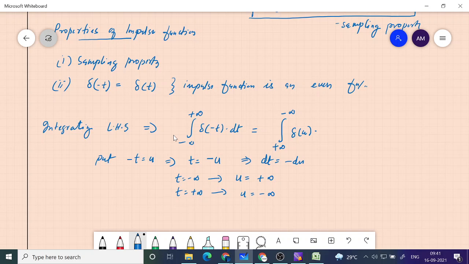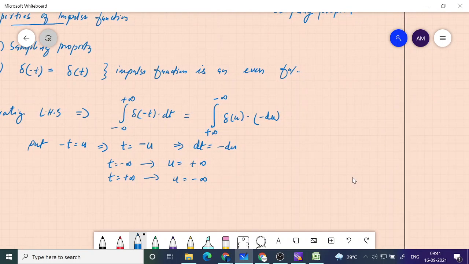And then dt is what? dt is minus du. Okay, so that is what we get. So now this minus sign, you can take it outside. Okay, and then we have minus, integral from plus infinity to minus infinity, delta of u du.